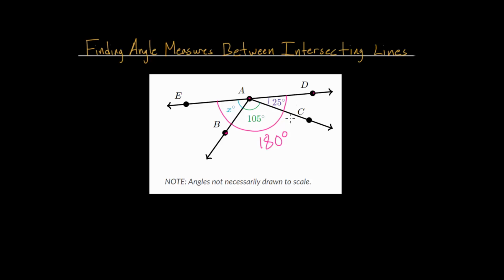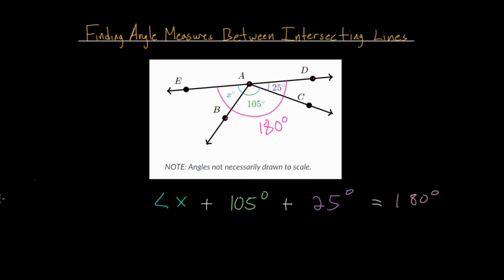And with that information, we can set up an equation. So we can say that angle X plus this 105 degree angle, this green one there, plus that purple angle, which is 25 degrees. Now, when you add all these together, they're going to be equal to 180 degrees, since, again, they form a line when you combine them all together. So with this information, we can solve this equation and figure out what our missing angle is.